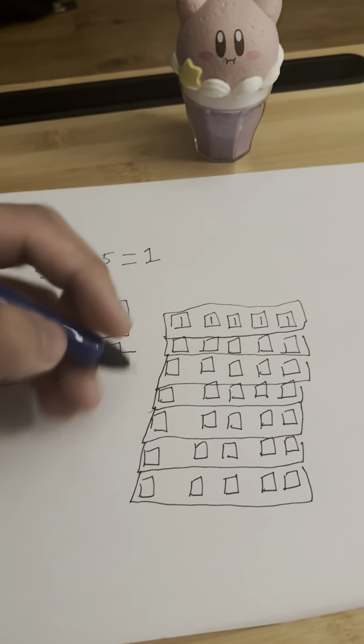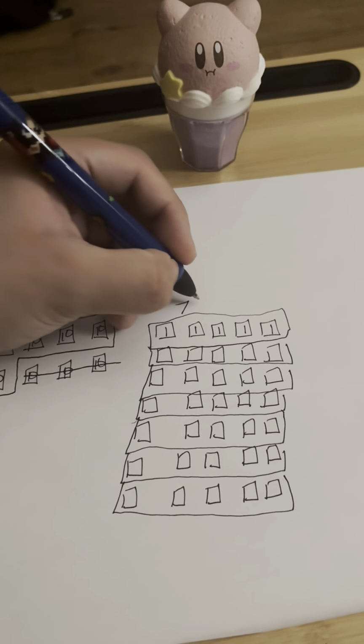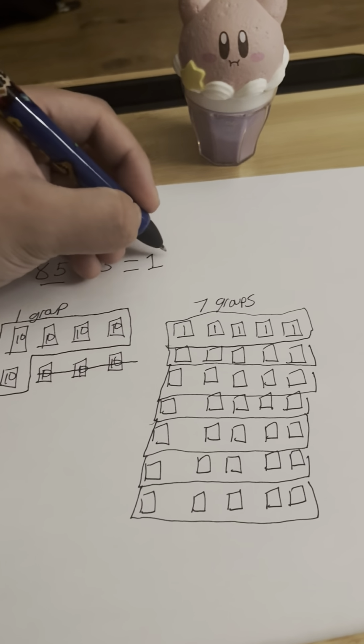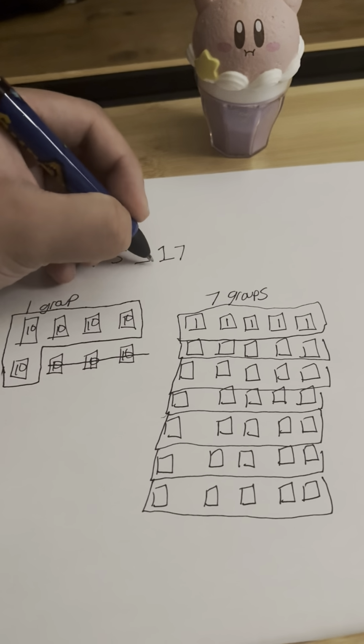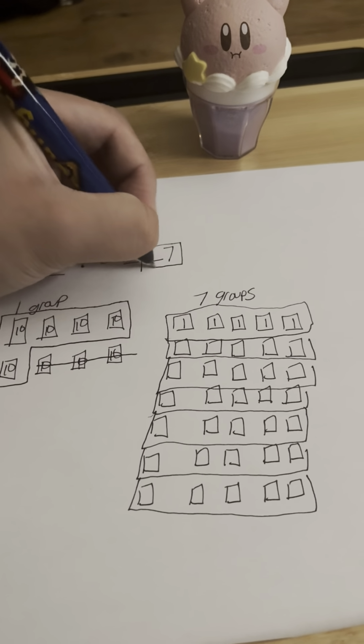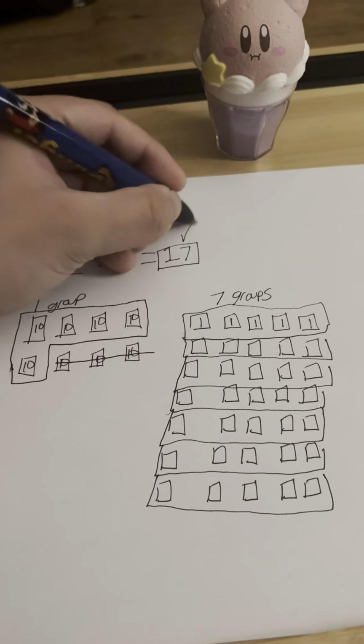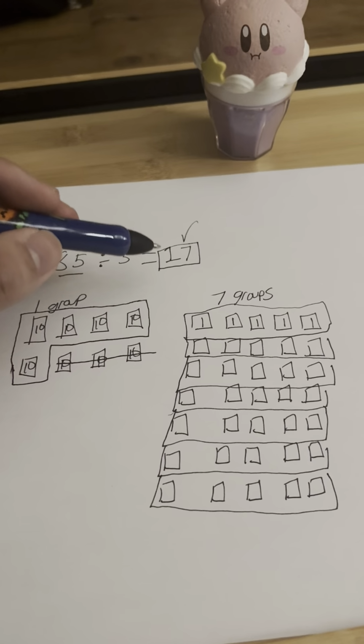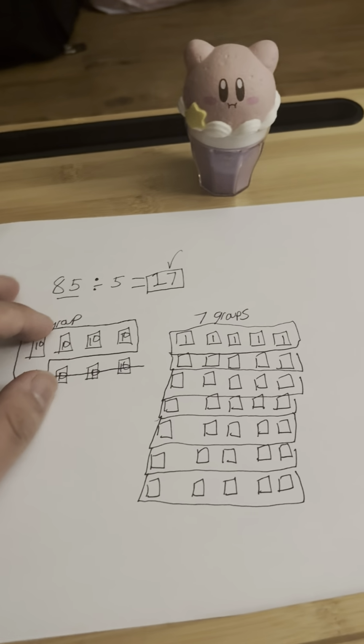I'm not saying the number, you know why. But we were able to make 7 groups of one blocks, and that's going to be our second number that we put here. So there you go. That will be our answer. 85 divided by 5 equals 17. So that's the first way to solve this.